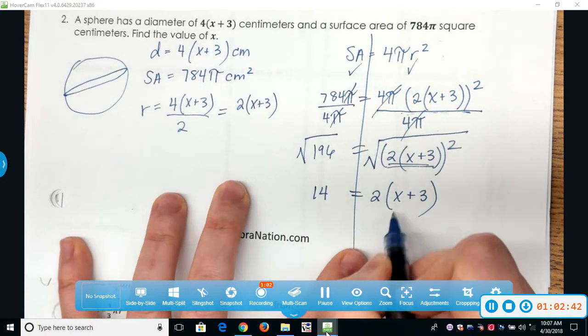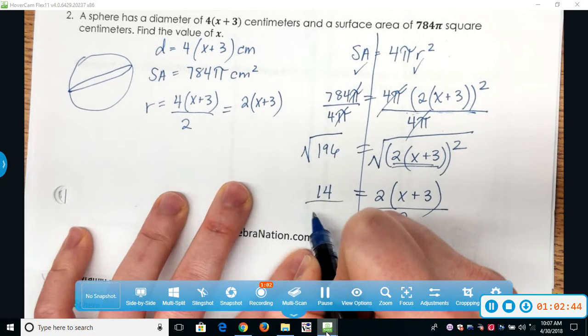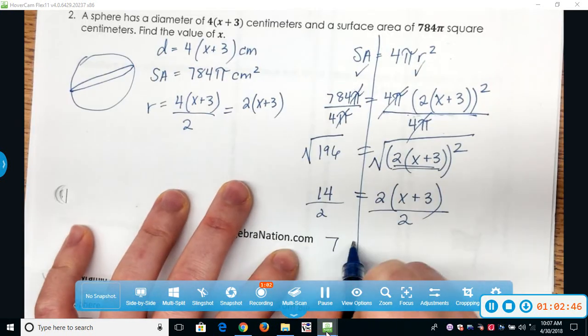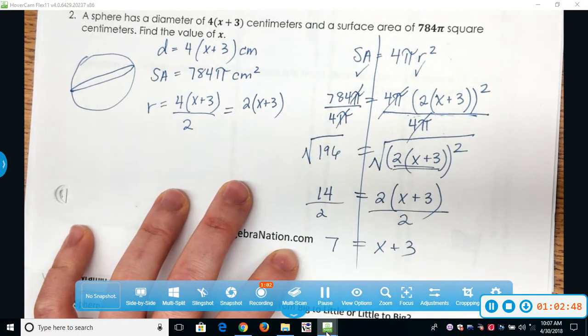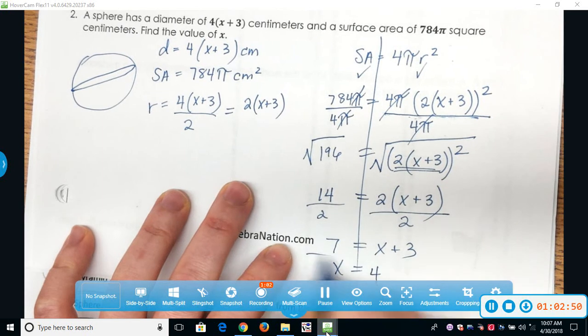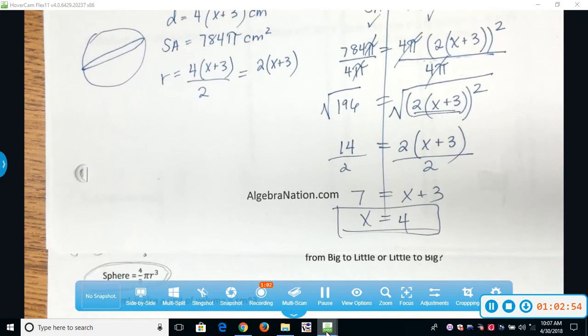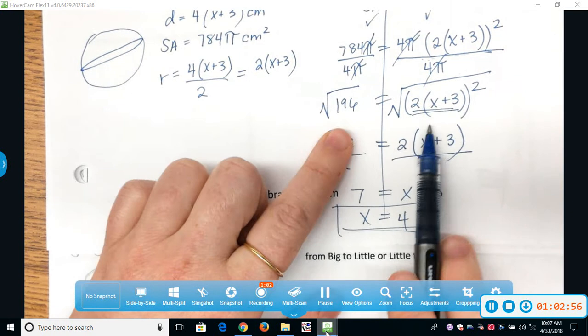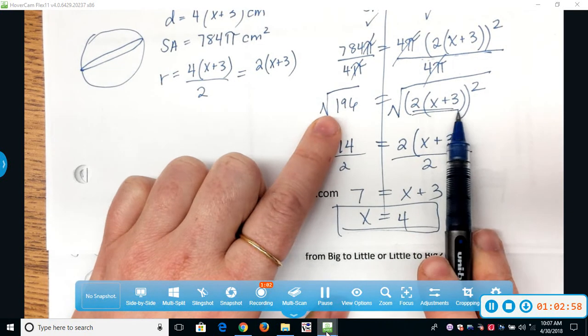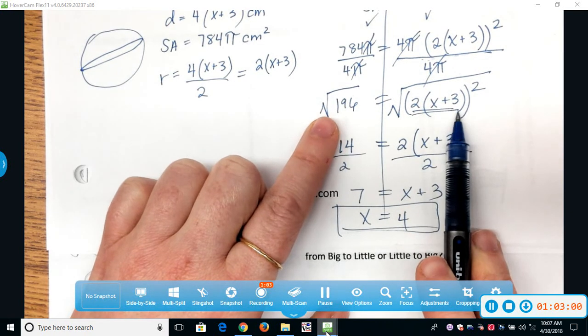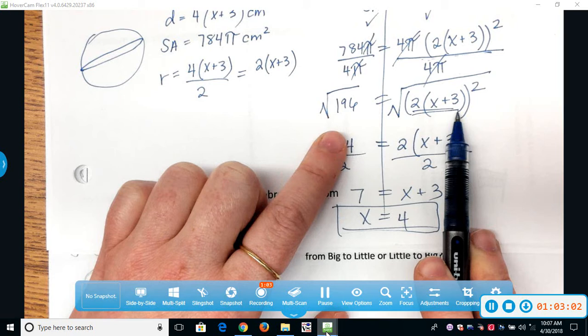Okay, so let's clean this up and solve for x. 7 equals x plus 3. X equals 4. Done. Easy. So if you see something really complicated, try and find a simpler solution. Okay? That'll save you time.